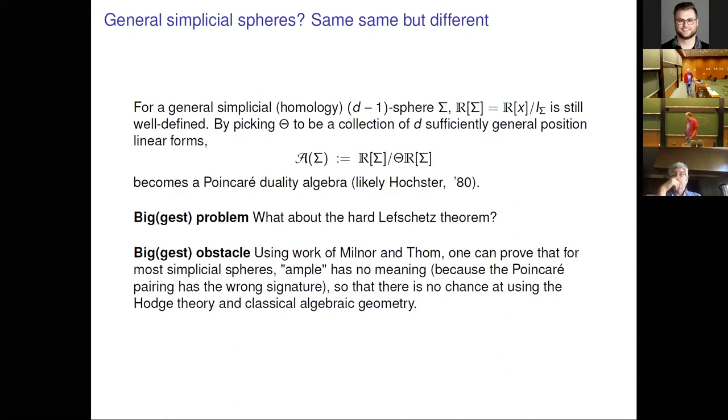And now the question is, what about the Hodge-Lefschetz theorem? Is it still true? Can I still say something about the Hodge-Lefschetz theorem in any form? It's known that basically this kind of nice Hodge-Riemann relations that I had on the last slide cannot hold. You can make a numerical argument that most spheres will not enjoy anything close to the Hodge-Riemann relations, for instance, using the Milner-Thom type bound.